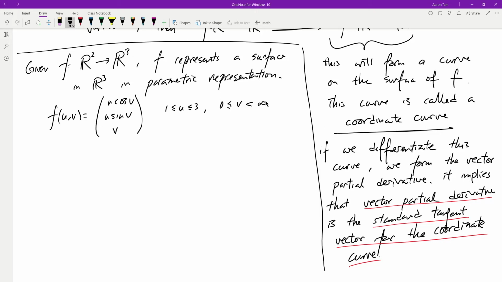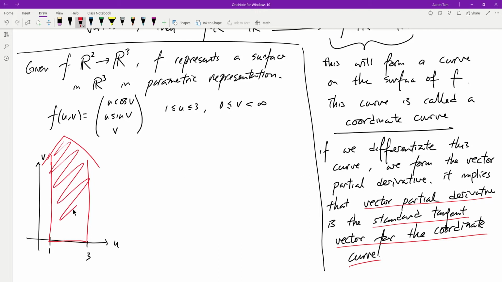What this transformation would do is take a two-dimensional surface in R2 and turn it into some kind of surface in R3. And this is how this works. So here's my UV plane. Here's my 1, here's my 3. And since v goes from 0 to infinity, maybe I'll do this. And then this surface just goes on and on forever going up. Okay? So here's my domain.